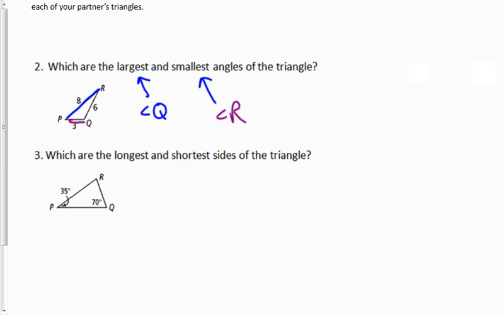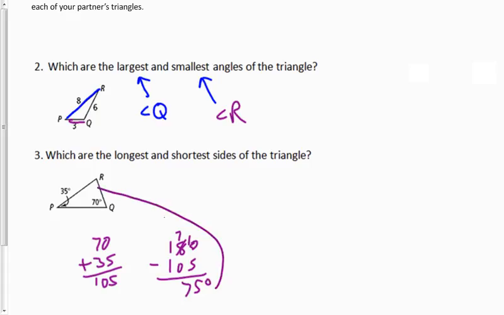All right, number 3, it says, which are the longest and shortest sides of the triangle? So using that second one, since we're given the angles. Now we're given 2 angles, so we don't know yet what the third one is. But if we have 70 and 35, add those together, we get 105. And we take that away from 180. Borrow here. So we got 75. This is a 75-degree angle right there.